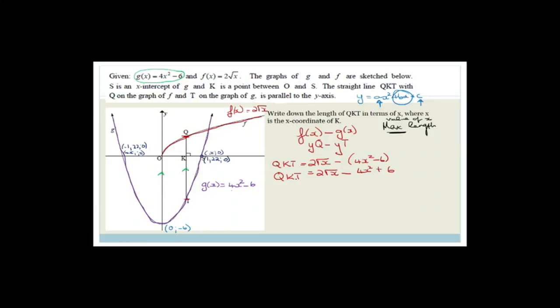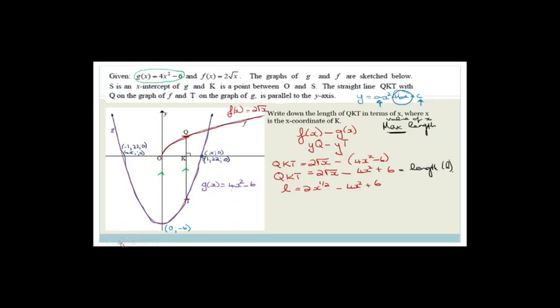So therefore, we can say that this is the length, and we can designate it L. Then do you agree that from L we can get L dashed of x? But before we do that, we need to make this look nicer, because we don't like a square root in front of something or behind something. So we're going to say that L is equal to 2x to the half minus 4x squared plus 6.